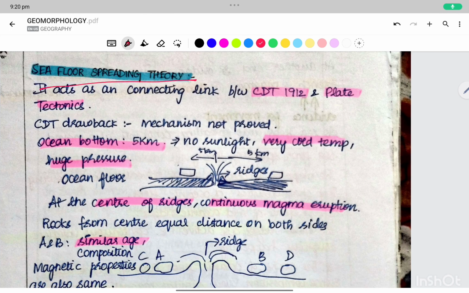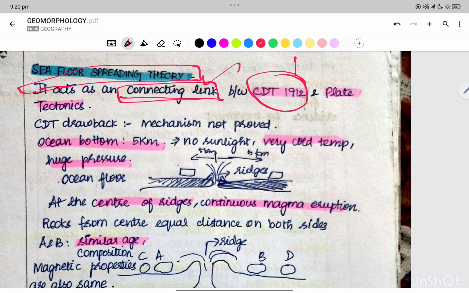Now we have the sea floor spreading theory. The sea floor spreading theory is acting as a connecting link between the continental drift theory of 1912 and plate tectonics, right? We have the continental drift theory of 1912, then we have the sea floor spreading theory and plate tectonics.